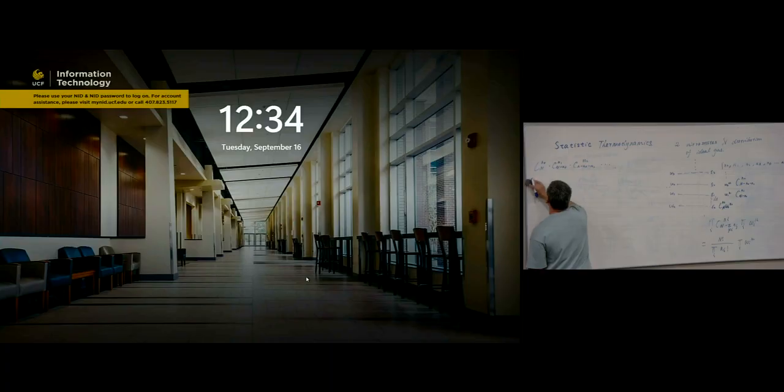Let me briefly summarize. So that means for a specific distribution, we have a total number of N factorial over the product of Ni factorial.